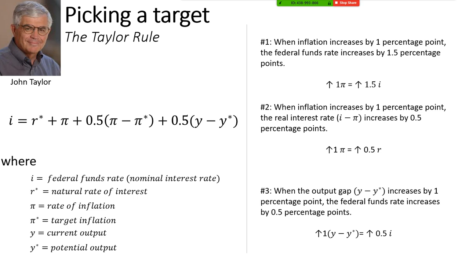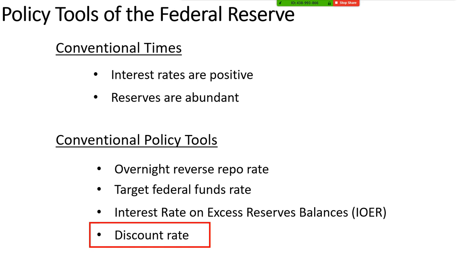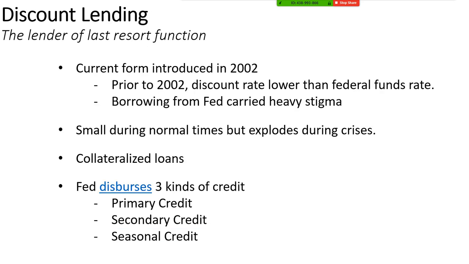And this is the Fed stepping in as a lender of last resort. So the current form of discount lending, whereby the discount rate is 1 percentage point higher than the federal funds rate, and the lower stigma that's attached to borrowing from the Fed, especially during times of crisis, this current form of discount lending was only introduced in 2002. So prior to 2002, the discount rate was actually lower than the federal funds rate, but it carried a really heavy stigma to borrow from the Fed.